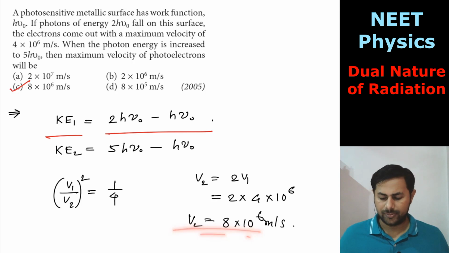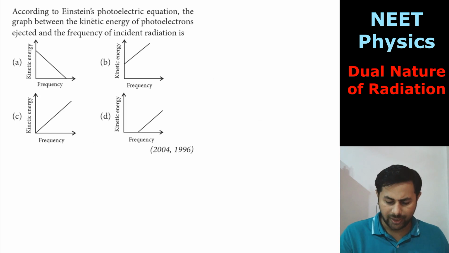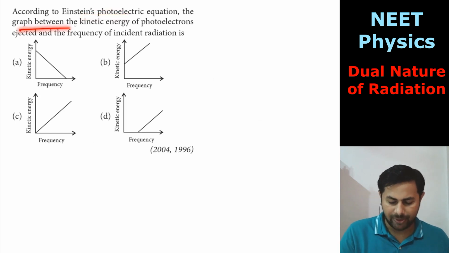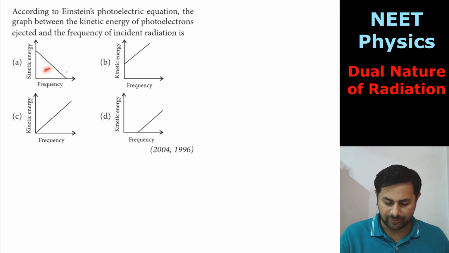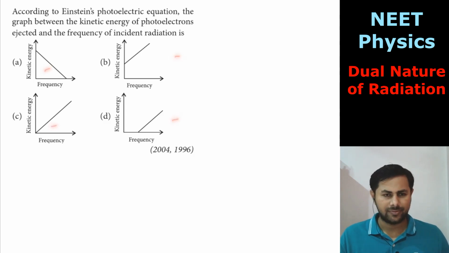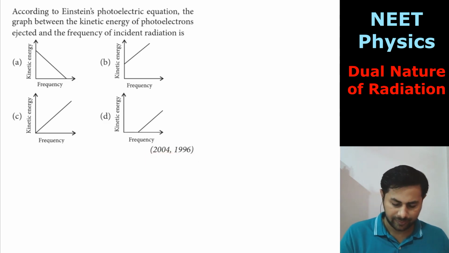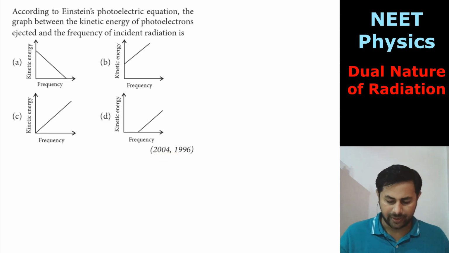Okay, it's very simple. There is nothing in this question, right? Okay, good. Let's see the next one. According to Einstein's photoelectric equation, the graph between the kinetic energy of photoelectrons ejected and the frequency of incident radiation is. Tell me which one is correct. This one, this one, this one, or this one? Option D. Okay, everyone, that was asked twice. Option D. Okay, very good.